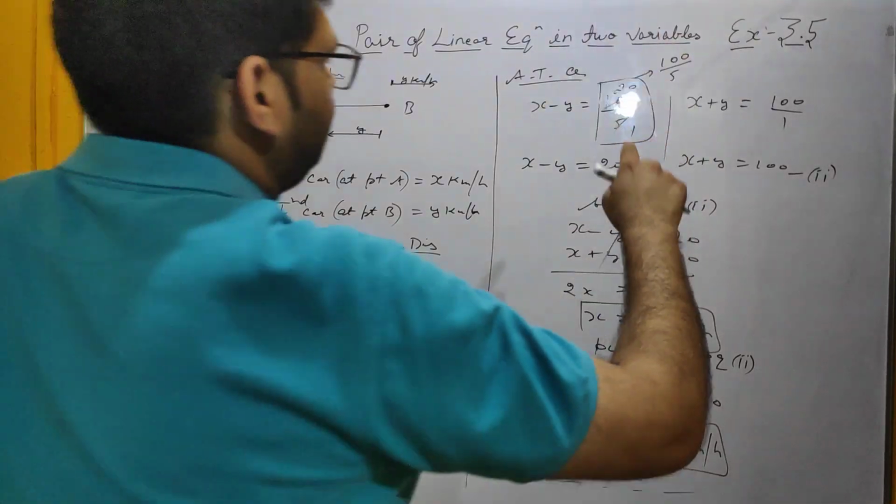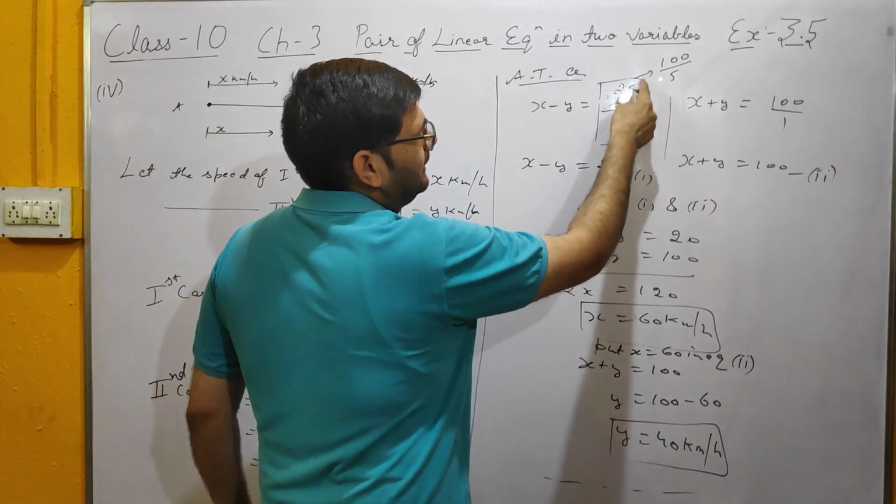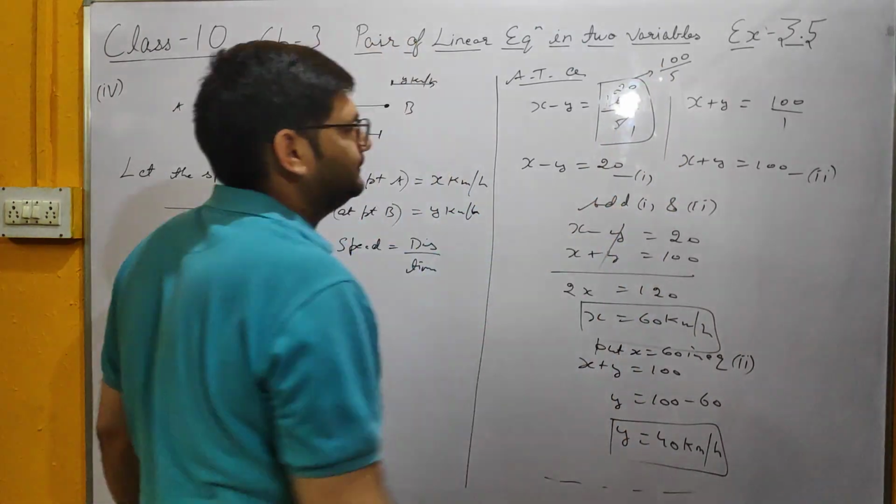Due to the LED reflection, I think you are not able to see 100 by 5, so I have written here that this is 100 by 5. Okay, and then it will become 20.